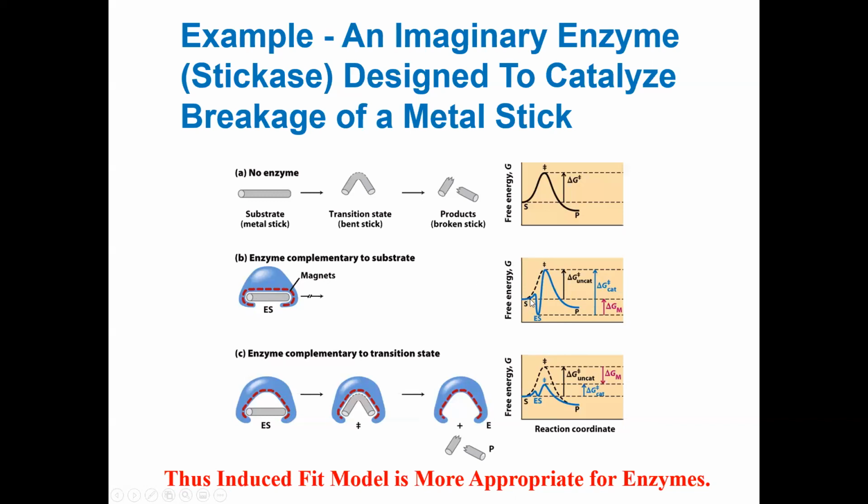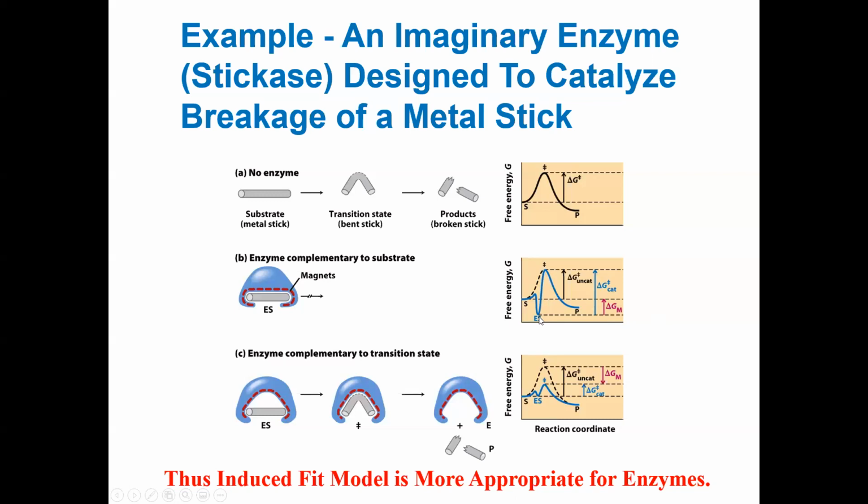So you can see substrate binds, but because substrate is completely complementary to enzyme, the enzyme substrate complex that you form is further stabilized. Its free energy is lowered, right? So ES, free energy is lowered. But then to be able to go to product, it still has to go through the same transition state, right?